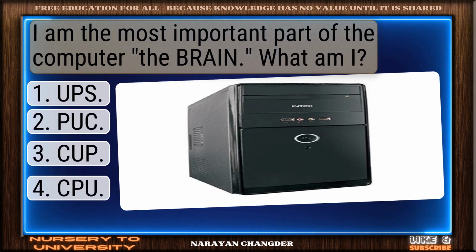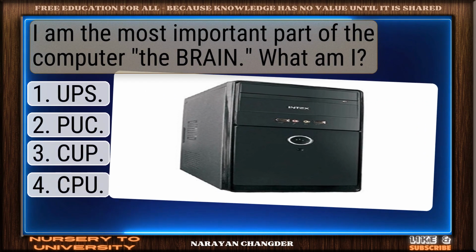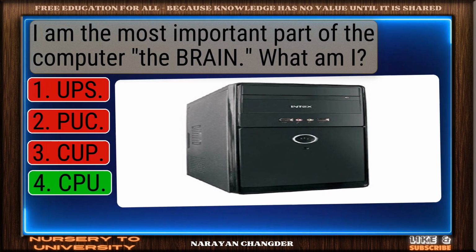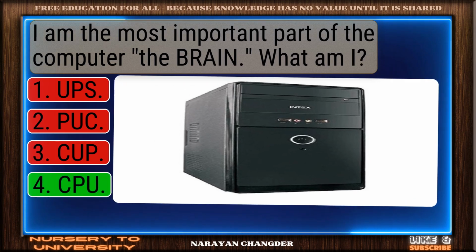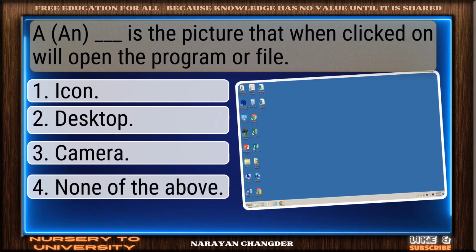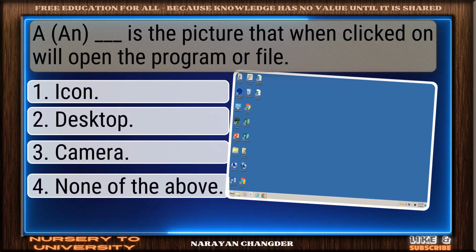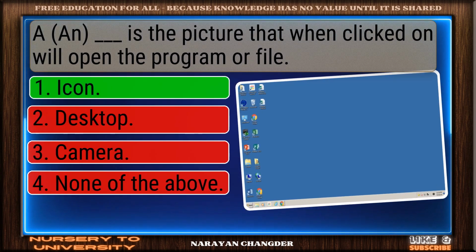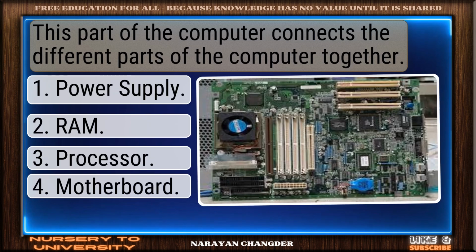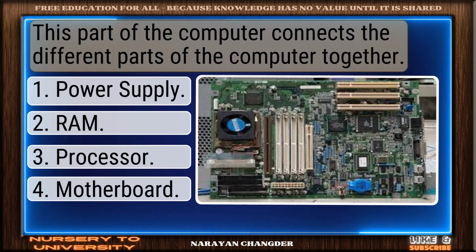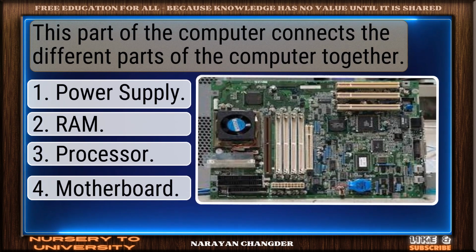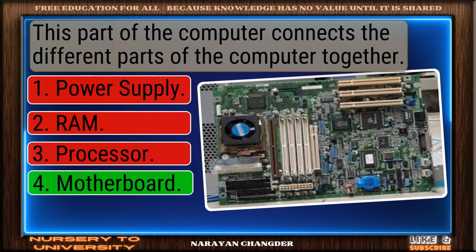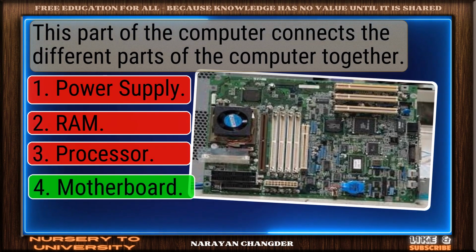I am the most important part of the computer. The brain. What am I? Good thinking. CPU is the right answer. A dash is the picture that when clicked on will open the program or file. Clear logic. Your choice icon is sound. This part of the computer connects the different parts of the computer together. Excellent. Motherboard is a brilliant choice.